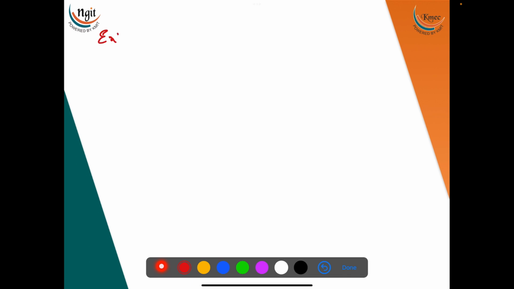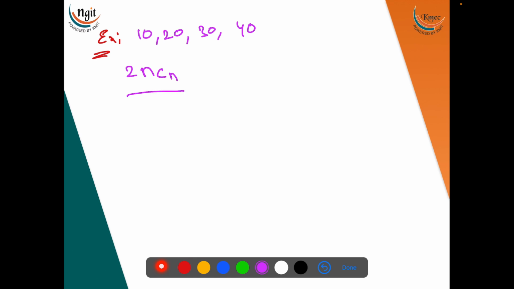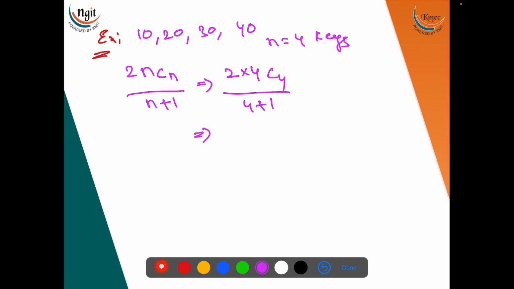This time I am taking an example with 4 keys: 10, 20, 30, 40. These are 4 keys. Now what is the maximum number of possible binary trees? Just now I told you the formula, right? 2nCn by n plus 1, where n is 4 keys. So the possible number of binary trees is 8C4 by 4 plus 1, which is 5.